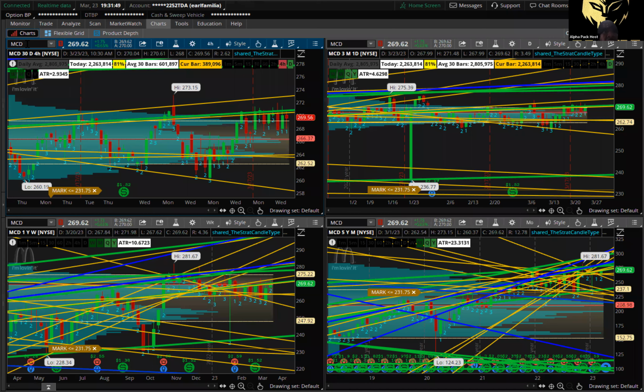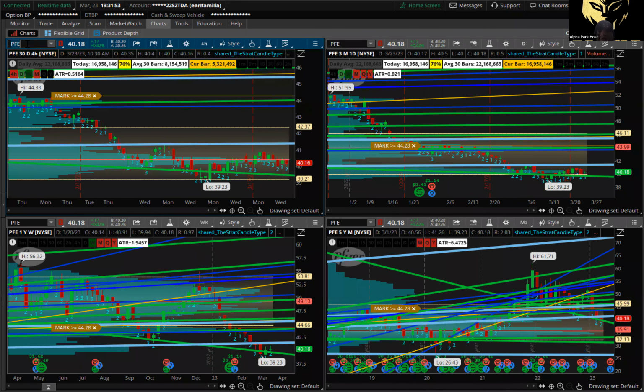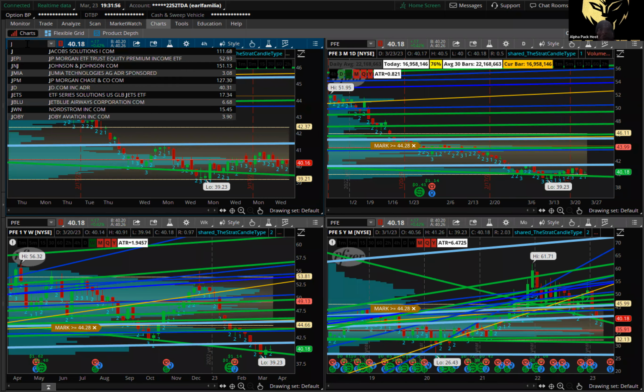PFE, J&J. Now, PFE, we're at the bottom of a range on this one. It's about $40 at the bottom of this quarterly BF. Last time we hit this BF range was October last year, and then we went up all the way to like $57 from these lows of 41.45. So keep your eye on that PFE long, but it's not ready for tomorrow though.